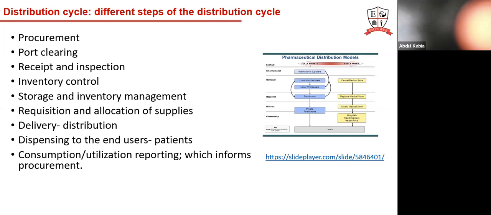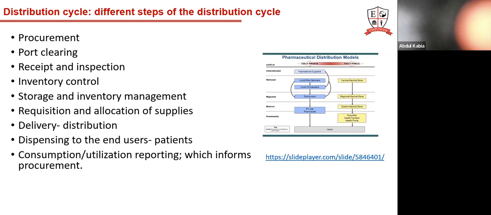So we have procurement. From the procurement phase, there's port clearing, there's reception and inspection of commodities, there's inventory control, storage and inventory management, requisition and allocation of supplies. Because when you receive and inspect, then you do inventory control, the items are stored, and there is proper inventory management. And we expect facilities to send their requests if it is a pull system, or we do allocations of supply, and then we deliver. It depends on whether it's a collection or a delivery system we are using. Then products are dispensed to users.